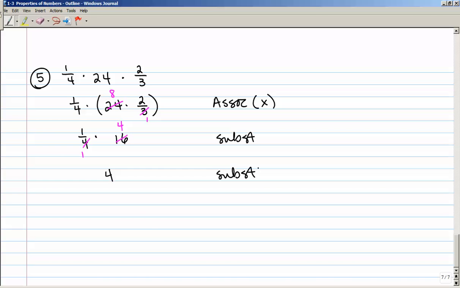So again, these last three problems were a little bit contrived, forcing you to use the associative and commutative properties, but please do go back and take a look at those properties at the very beginning and make sure that you have all of those memorized and you understand how they're used.